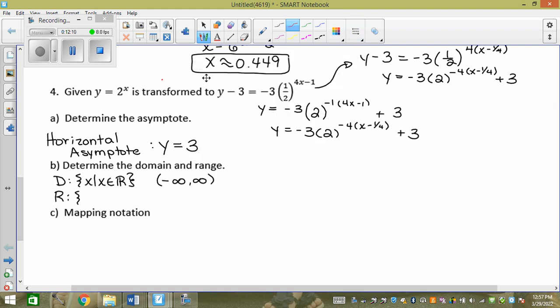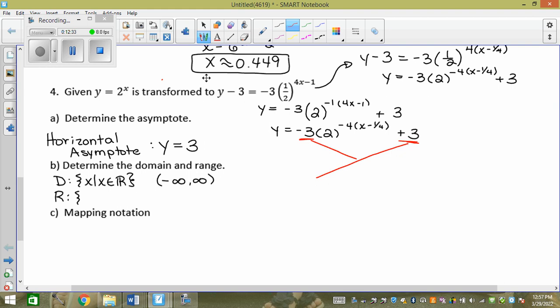Well, that affects my y's. I would draw a y with it. So my range is always going to be greater than or less than the asymptote, correct? The asymptote is 3. We agree? Is it going to be greater or less? Less. Why? Yeah, there's a reflection.